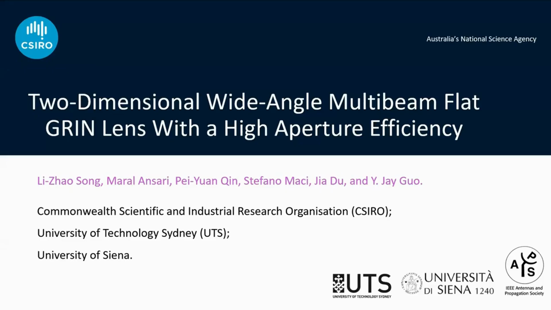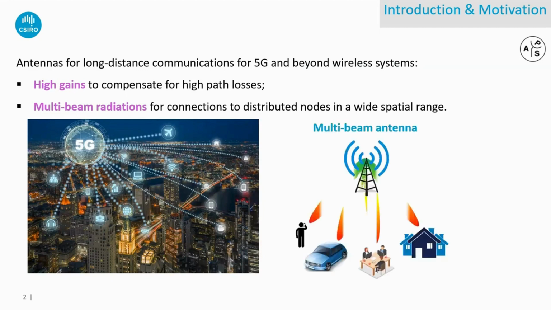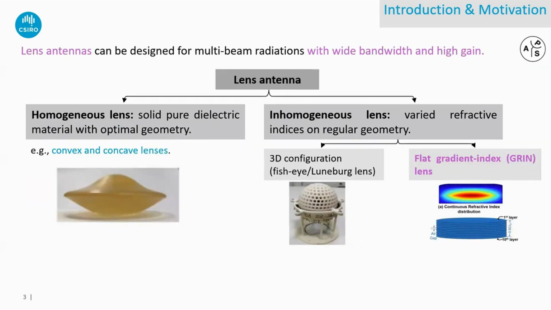In this video, I would like to present our paper entitled 2D Wide-Angle Multi-Beam Flat Gradient Index Lens with a High Aperture Efficiency. To serve long-distance communications for 5G and beyond wireless systems, antennas are designed to have high gains to compensate for high path losses. On the other hand, multi-beam radiations are highly demanded in order to support connections with multiple distributed users. Among different antenna types, lens antennas can be designed for multi-beam radiations with wide operating bandwidth and high gain.